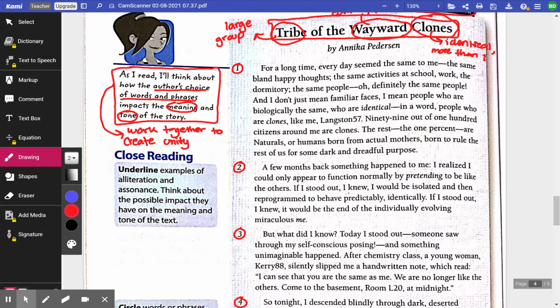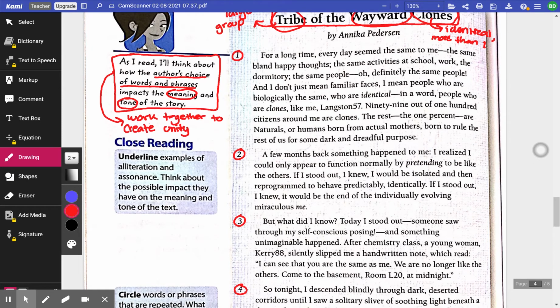In a word, people who are clones like me, Langston 57. 99 out of the 100 citizens around me are clones. The rest, the 1%, are naturals, or human born from actual mothers, born to rule the rest of us for some dark and dreadful purpose.